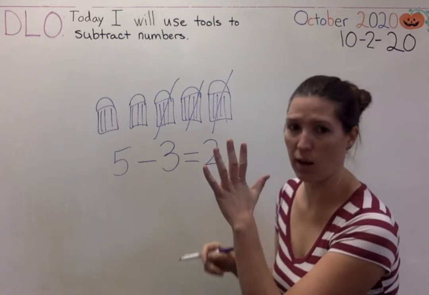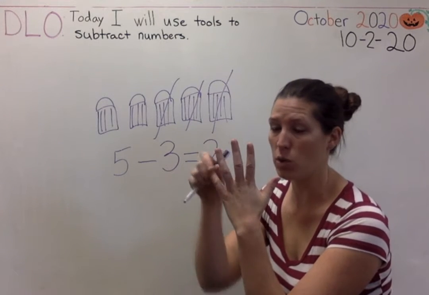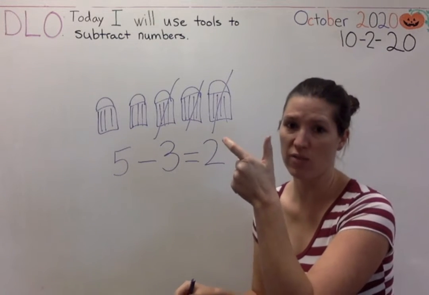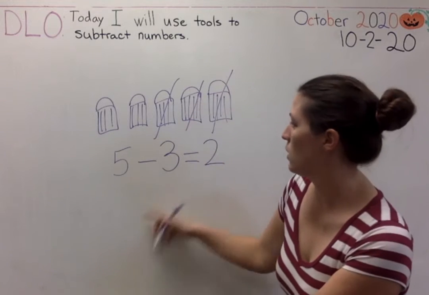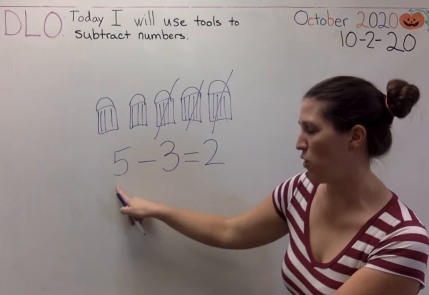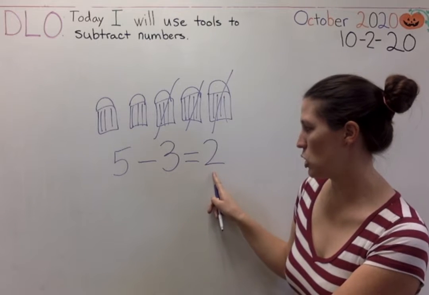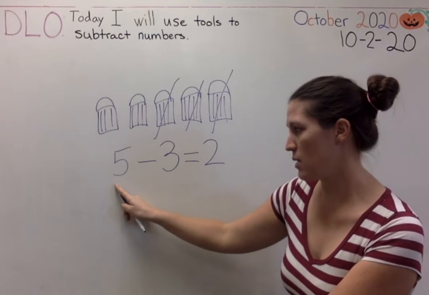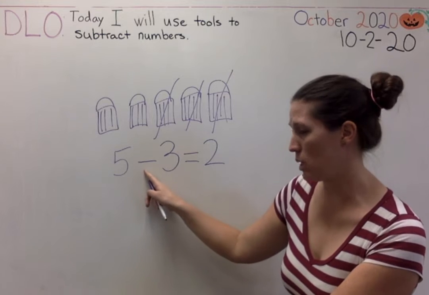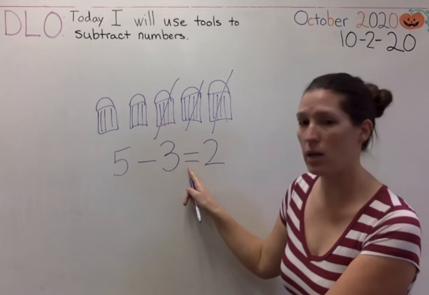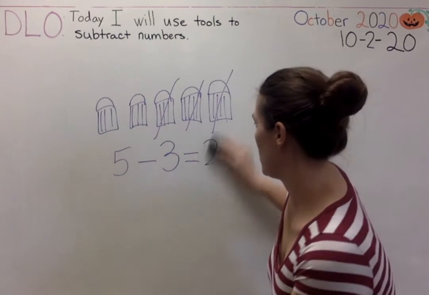If I used my hand, I had 5. I ate 3. 1, 2, 3. How many are left? 2. Let's read our equation. 5 minus 3 equals 2. I had 5 cupcakes. I ate minus 3 of them. How many are left? Erase, erase, erase.